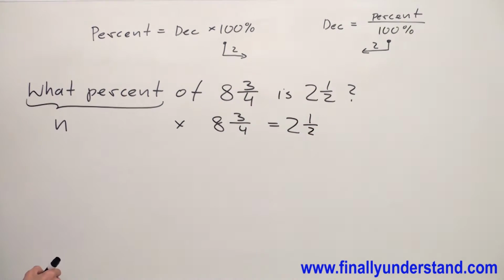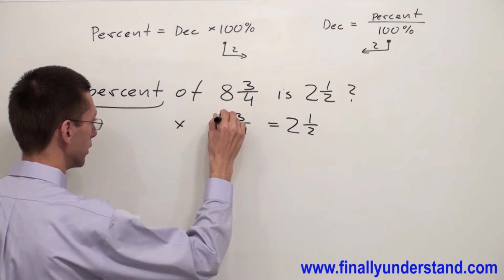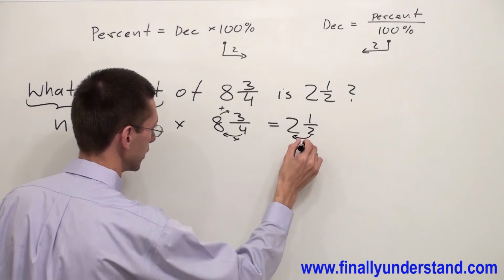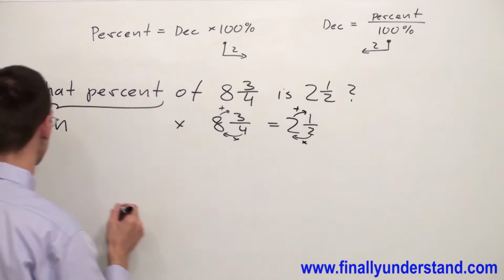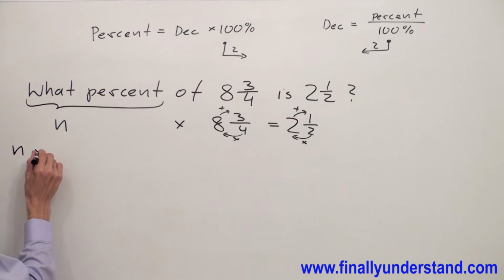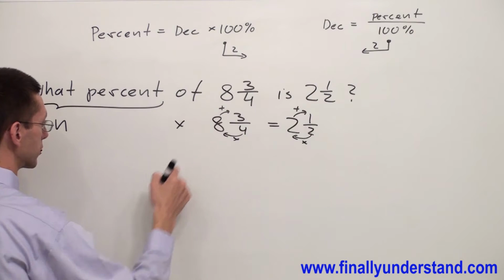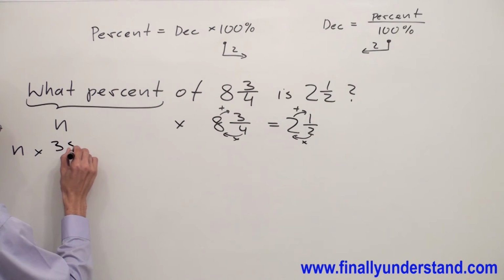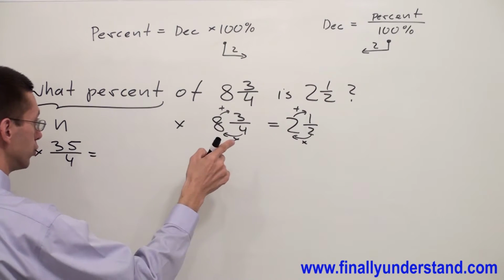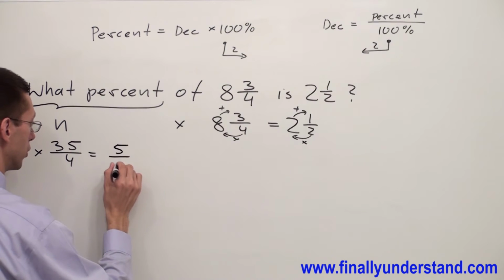The very first thing you're supposed to do in your equation is convert mixed numbers to improper fractions. That's why I'm going to multiply 4 by 8, and the result I'm going to add to the numerator. The same story I'm going to repeat with this mixed number. That's why I'm going to have n times 4 times 8 is 32, plus 3 is 35, over 4, equals 2 times 2 is 4, plus 1 is 5 over 2.